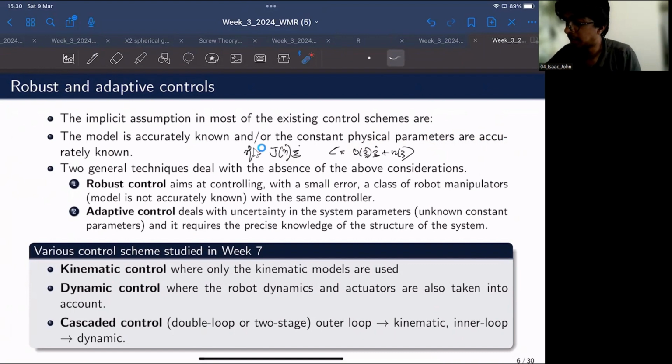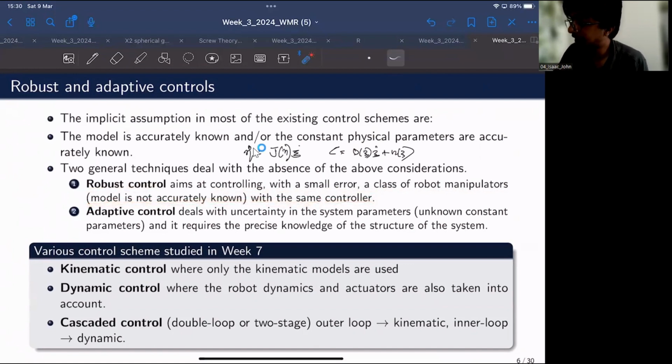And that is one of the reasons we use robust and adaptive controllers, because we assume that the model is accurately known and the parameters are also accurately known, but that is not the case, right? That being the implicit assumption, how do we deploy this robust motion controller? What a robust control does is aim at controlling, with a small error, a class of mobile manipulators whose model is not accurately known, with the same control.